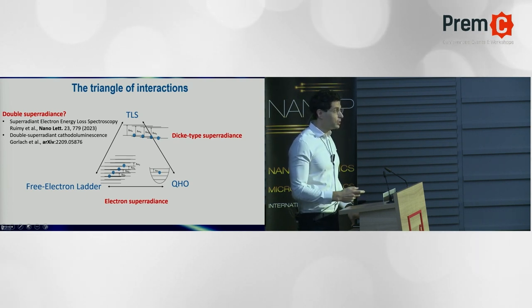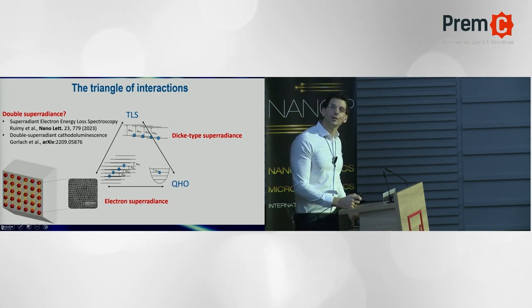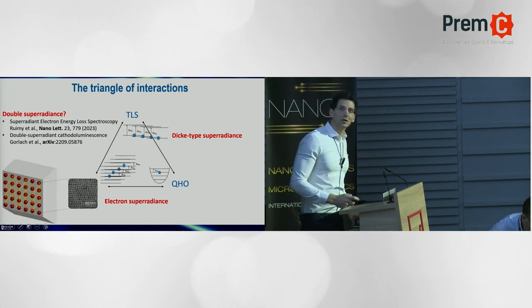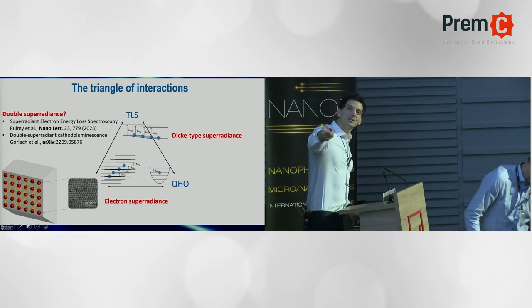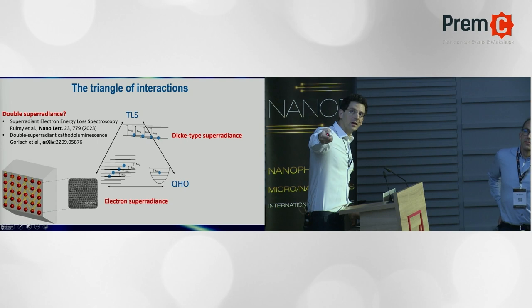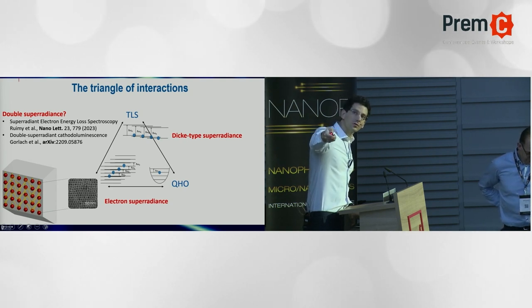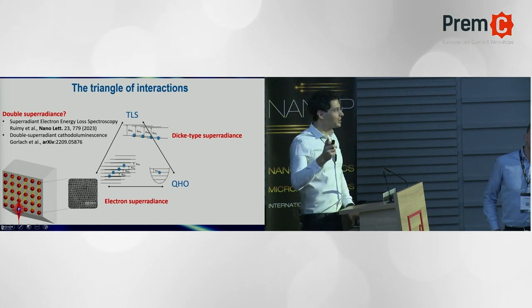And those are predictions that we're now working towards experiments with. But I think there is, for example, imagine the following realization. You have a surface of quantum dots. Those could be arrays of quantum dots, for example, perovskites that we work with. And then an electron can pass by. And that situation is quite unique.